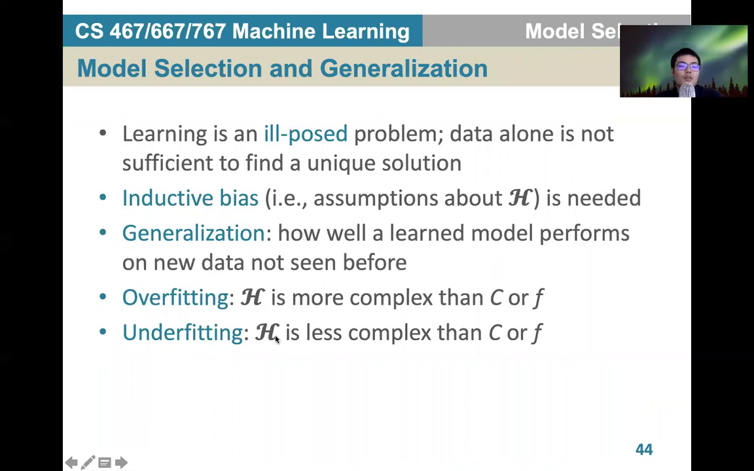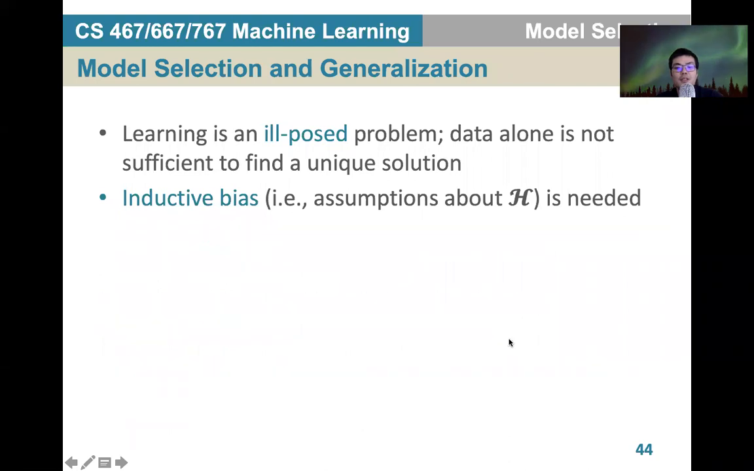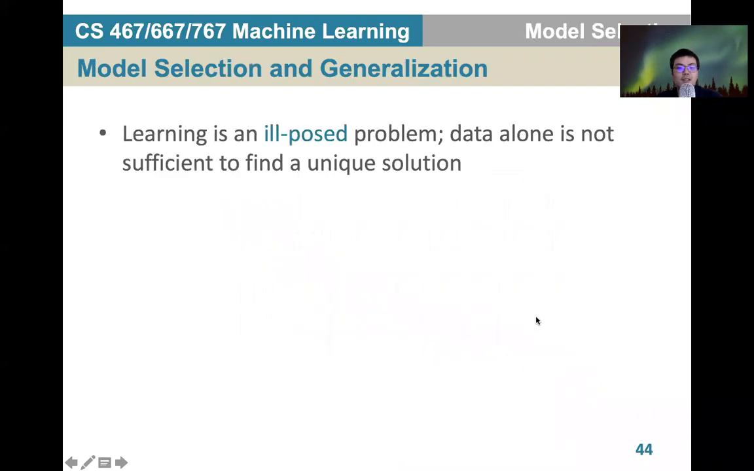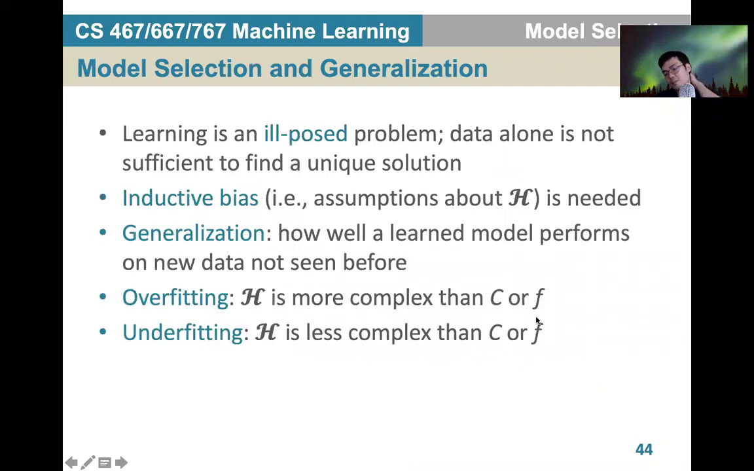So overfitting is when H is more complex than C or F. Underfitting is when H is less complex than C or F. For example, if the previous F should be quadratic and you think it's a line, it may be underfitting. If you use a 6th order polynomial, it's overfitting. Both are not good. The error is smallest when it's quadratic. When overfitting happens, you assume your model is too complex.